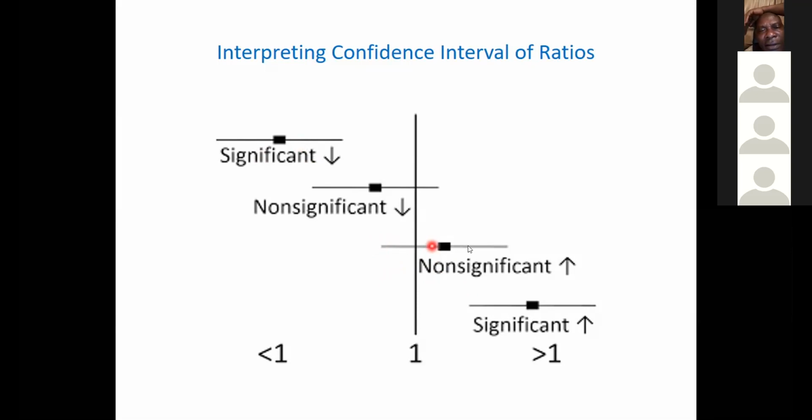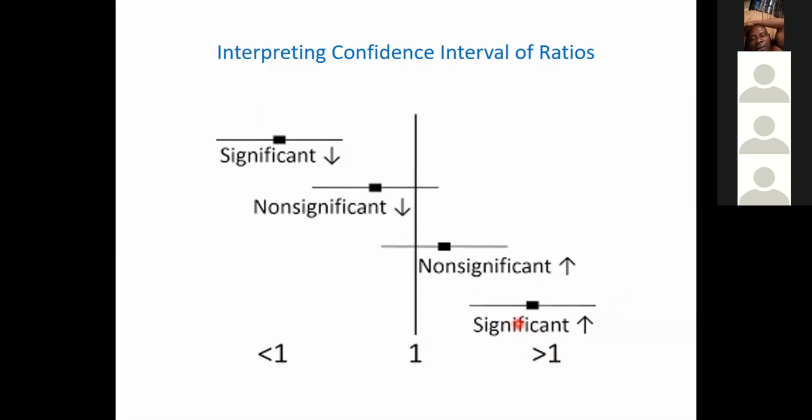But the lower value is less than 1, and the upper value is greater than 1. So the confidence interval has crossed 1. It can be any value, including 1. That shows it's not significant. This last one is significant because the range of value does not include 1, and everything is greater than 1. It means that the factor is causing the disease because the odds ratio is greater than 1. So you will see 4 scenarios here. 2 are significant, 2 are not significant. Those are the 4 scenarios that can happen.